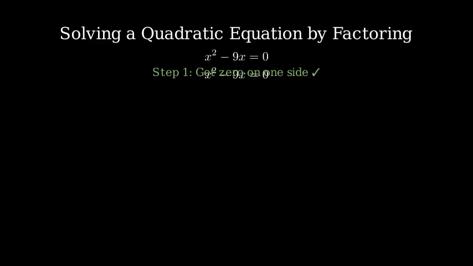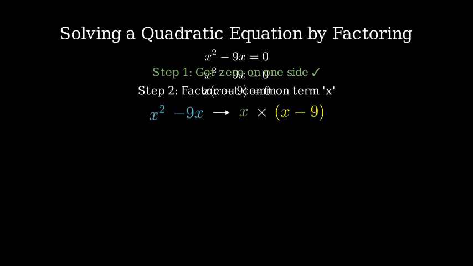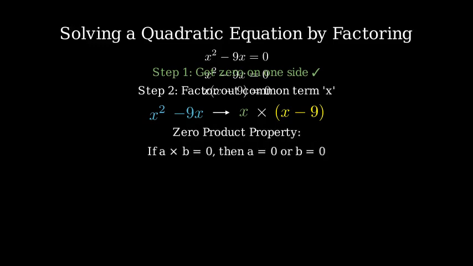Next, we look at the left side of the equation and try to factor out any common terms. Looking at our terms, x squared and negative 9x both contain x, so we can factor out x from both terms. Now that we have factored the equation, we can use the zero product property. This property states that if the product of factors equals 0, then one of the factors must equal 0. Therefore, either x equals 0 or x minus 9 equals 0.